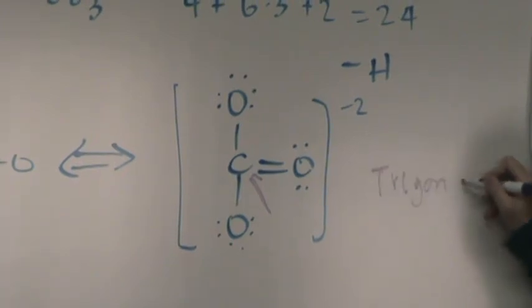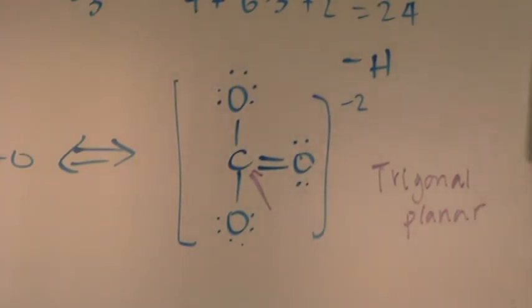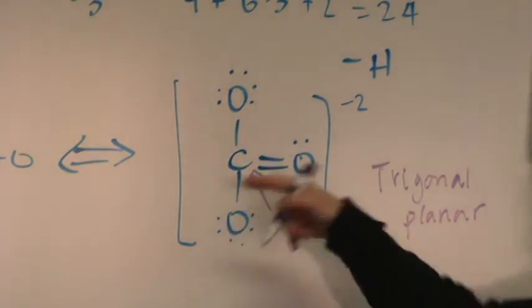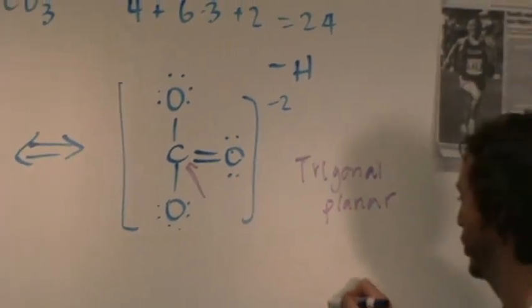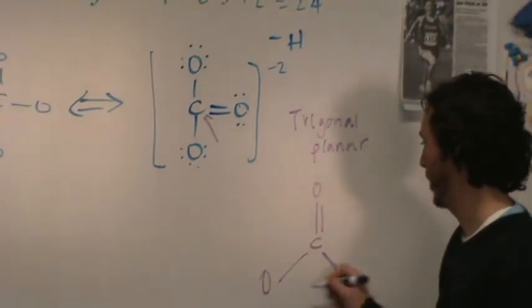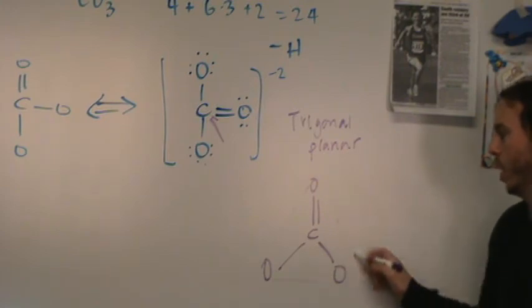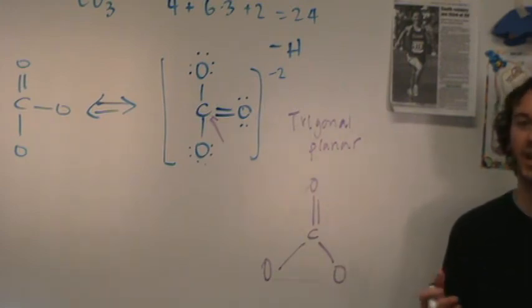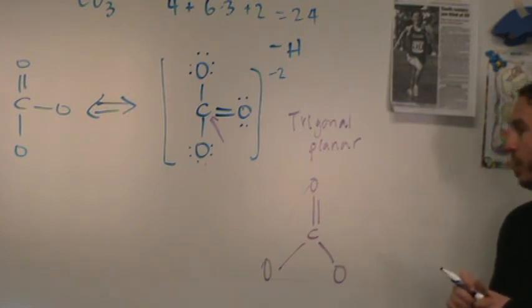Trigonal planar means triangle plane. They're all on the same plane. They make a triangle. So this shape, the way that I drew it, is actually not really what's going on. I don't so much care if you draw it the correct way, but this shape is really going to be more like this, since it makes the triangle. I'm not going to draw the dots, but that's the shape we're looking for. Triangle plane, all on the same plane. When you start to see them on Monday, you'll figure that out.